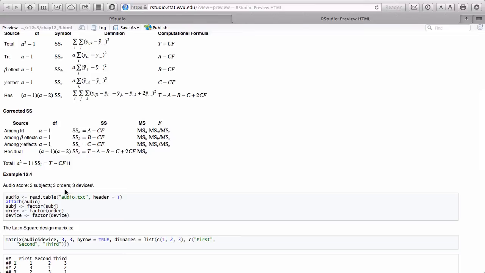They're all a minus 1, except for the residual, which is a minus 1 times a minus 2. And you can see that those 4 degrees of freedom will add up. Those add up to a squared minus 1 if you add them up. In other words, if it's 4 by 4, I'm going to have 3 degrees of freedom, 3 degrees of freedom, 3 degrees of freedom, and then I'm going to have 3 times 2, or 6.